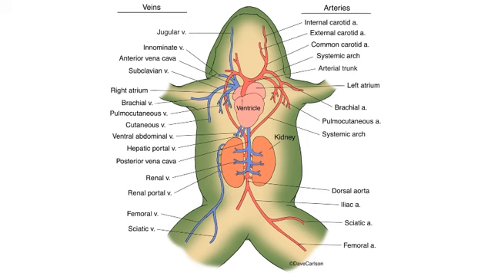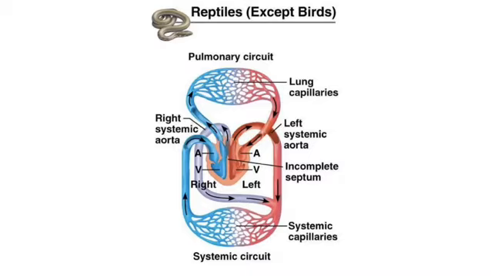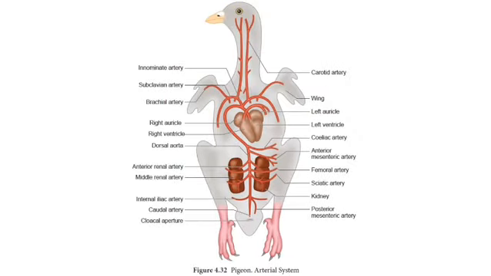In amphibians and reptiles, the dorsal aorta is formed by the right and left systemic arches arising from the fourth aortic arch. In birds, only the right systemic arch persists and forms the dorsal aorta.